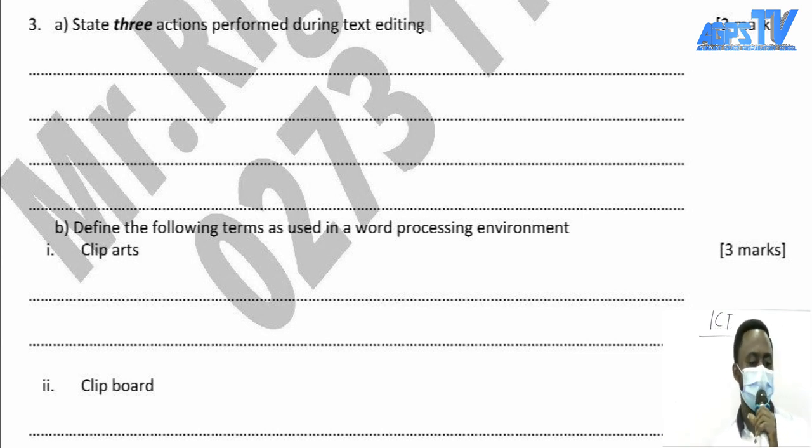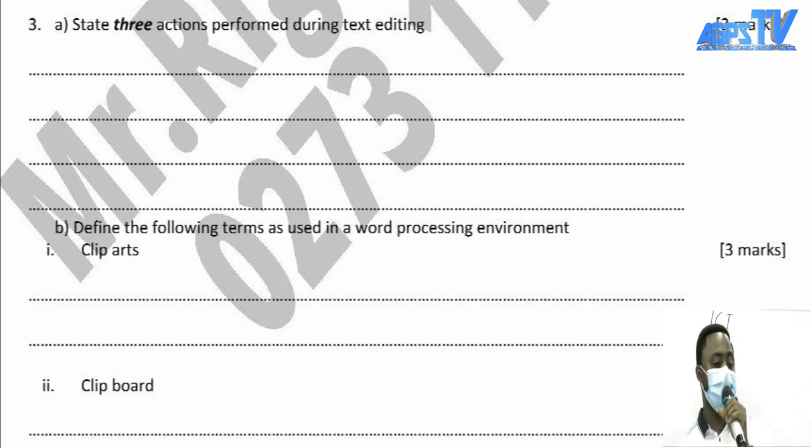3B states: define the following terms as used in word processing environments. We have clip art, clipboard.